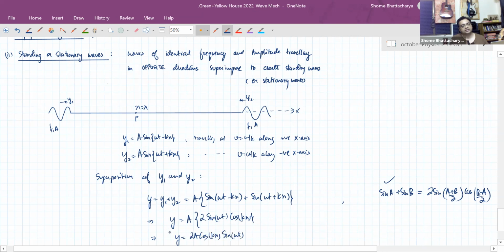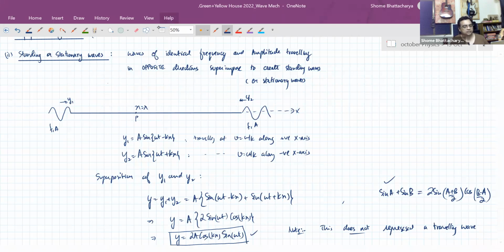Okay. So I'm just reordering the terms. I'm putting cos kx first and sine omega t in the end. But you can understand here that this does not represent a traveling wave, because the argument of the function is not of the type omega t plus or minus kx.